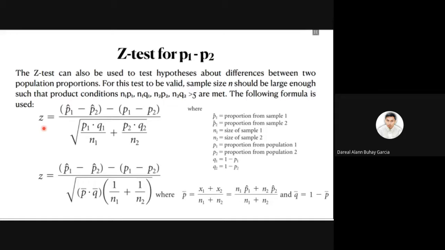Note that the formula requires knowledge of the values of P1 and P2. Hence, a modified version of the formula is used when testing hypotheses about P1 minus P2. This formula utilizes a pooled value obtained from the sample proportions to replace the population proportion in the denominator. The denominator of the first formula is the standard deviation of the difference in two sample proportions and uses the population proportion in its calculations.